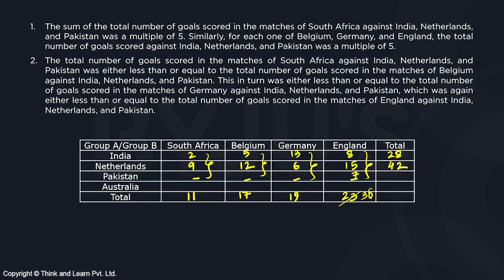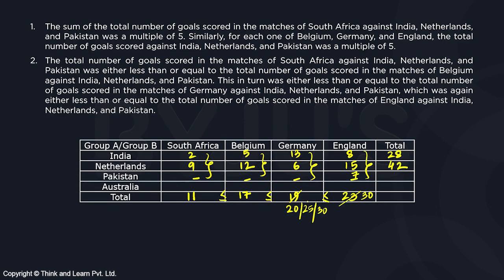If we need a 35, we would need a 12. 12 is already used. If we need a 40, we would need a 17, which is way beyond the range. We cannot have a value more than 16. So the only possibility we can have is 30 by taking up a 7 for England. So if this turns out to be 30, and using the second statement, we know that this is greater than equal to, this is greater than equal to, this is greater than equal to. Now, for a value less than 30, here we can have either a 20 or a 25 or a 30.